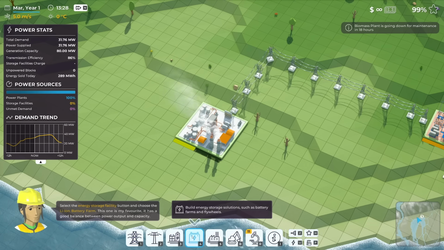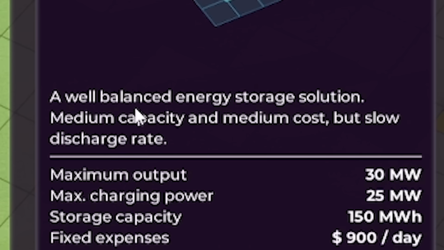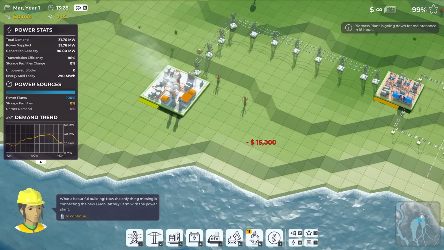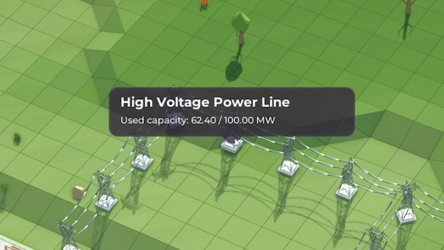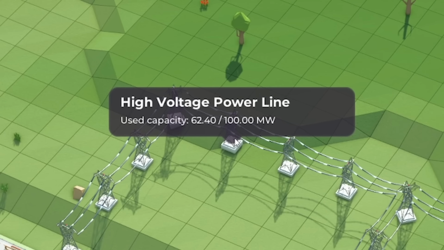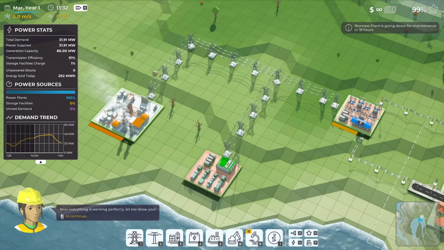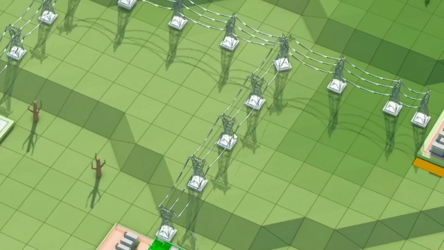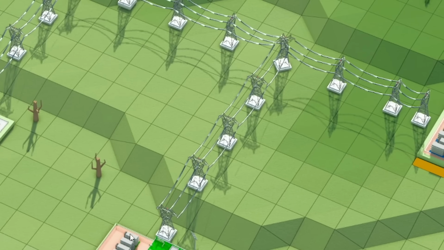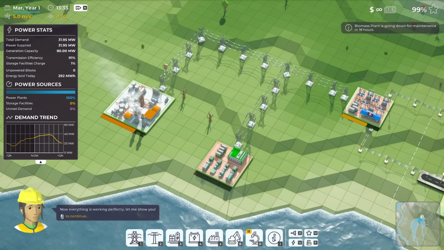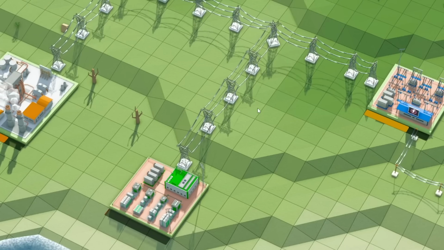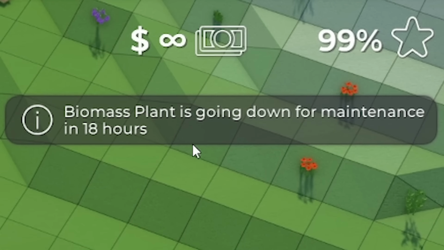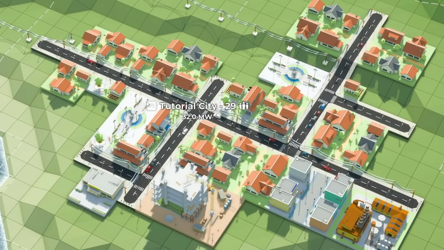But in this case, we're going to use the lithium-ion battery farm, which is a well-balanced one. So we'll plonk one of these down here. Boosh, and then we connect it with the high voltage pylons, and then at the moment we've got 62 megawatts coming down there. 37 is going to the substation and being used by our city down here, and the rest is coming along this line, 25, where it's being stored in our new battery farm. And then should this go down or should demand exceed what this can produce, this will produce the power. Or even more useful, look in the top right, the biomass plant is going down for maintenance in 18 hours. So if we can store enough electricity, these guys will never know.